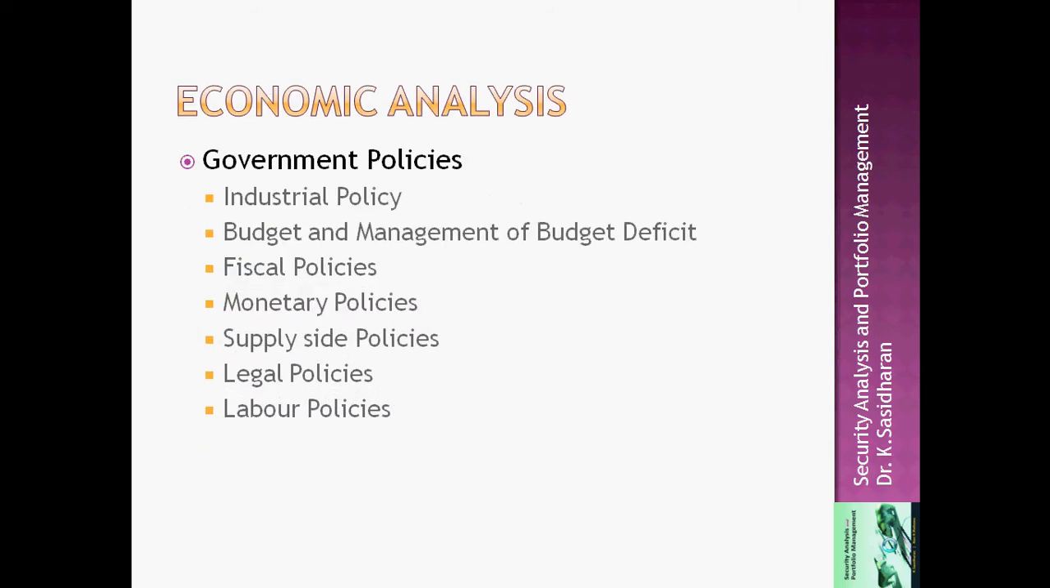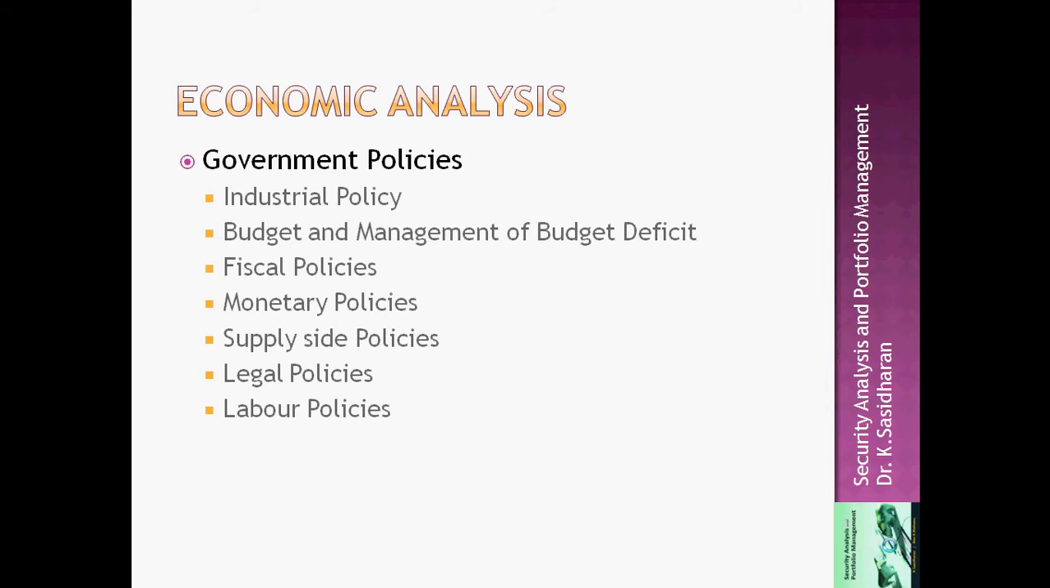Now the government policies, industrial policy. Under the government policy, we have industrial policy. The government periodically announces industrial policy. Based on that, various industries get certain concessions or certain liberalization. So it will affect the whole units working in the industry also. So it will affect the corporate performance, and people will be more interested in investing in such industries. So the industrial policy will have some impact on the stock market prices.